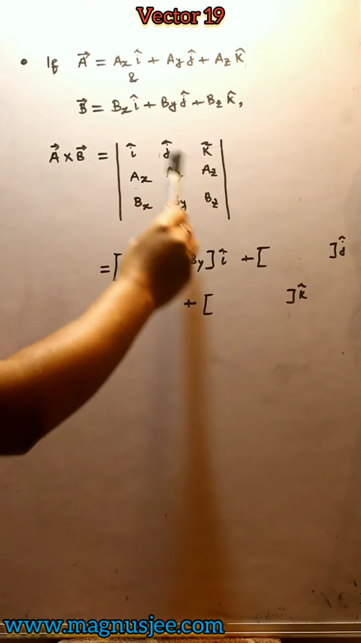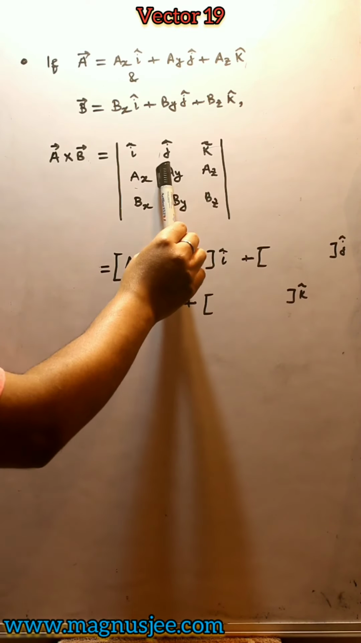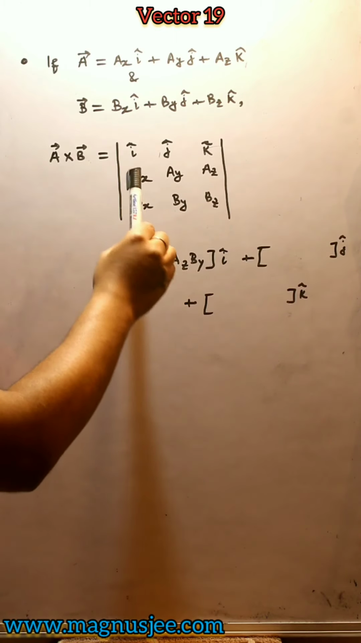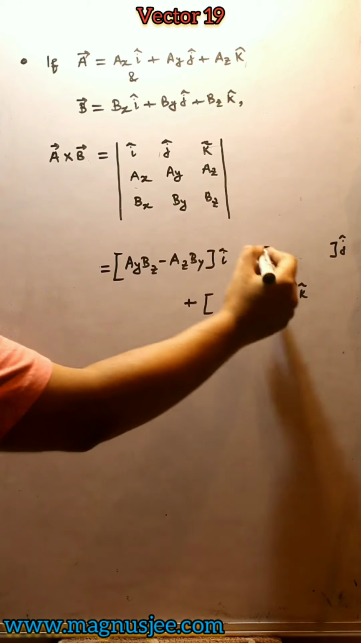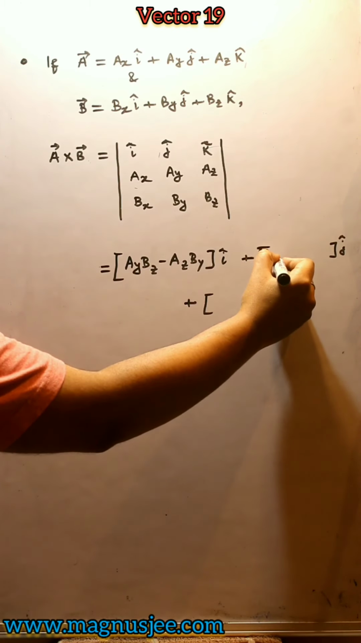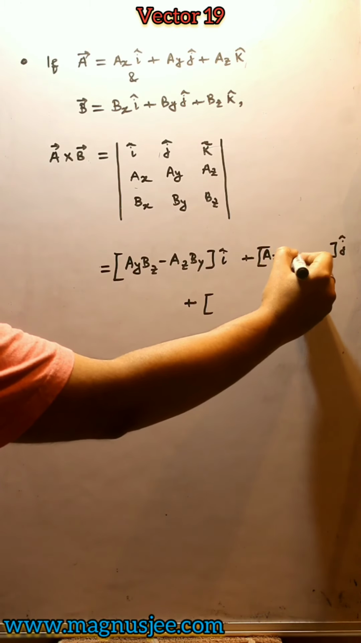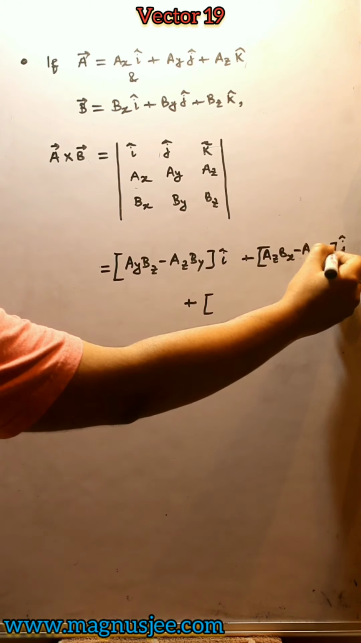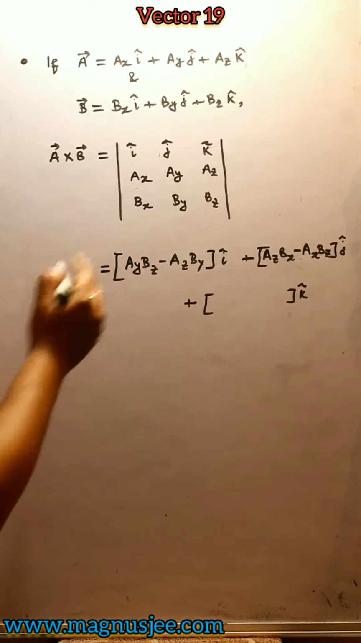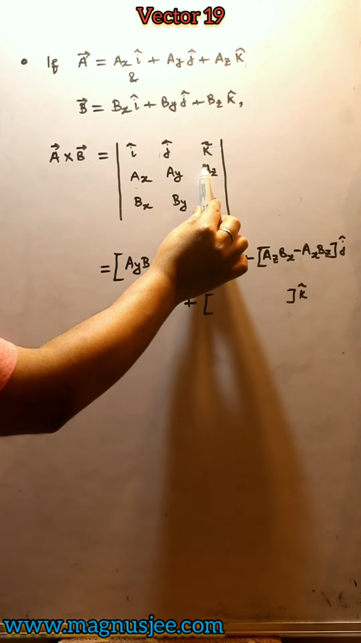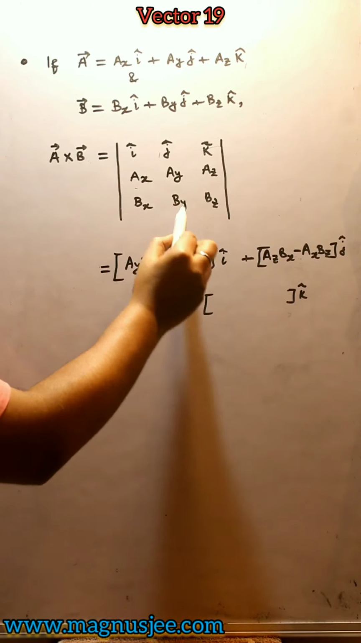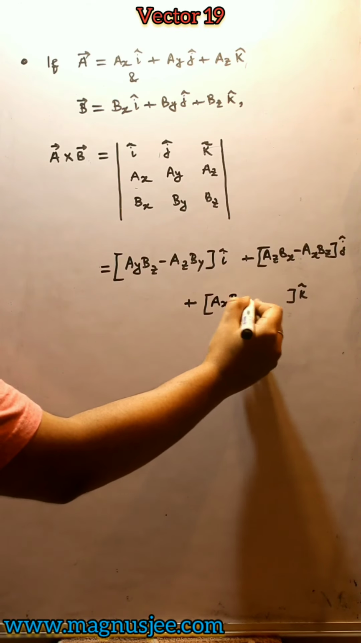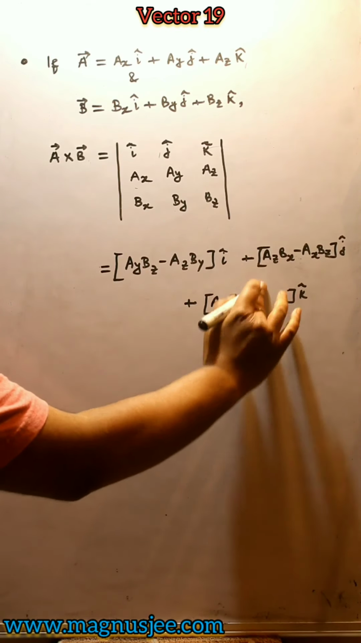Cross multiplication for j cap: block the column below j cap and consider the extreme right hand side rectangular component, that is az into bx, then ax bz. Az bx minus ax bz. For k cap, block the column containing k cap, and the extreme right hand side rectangular component of k cap is ax. So ax by minus ay bx.